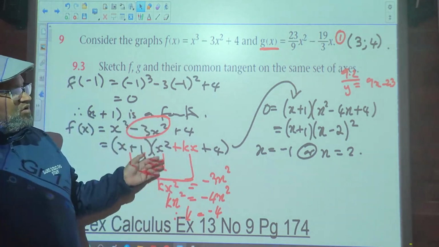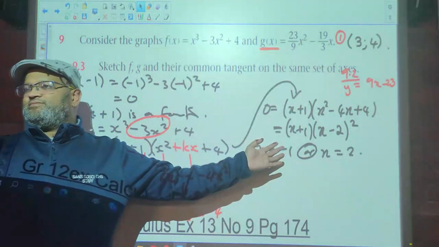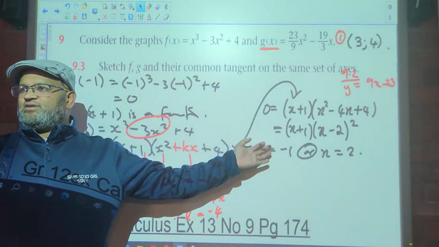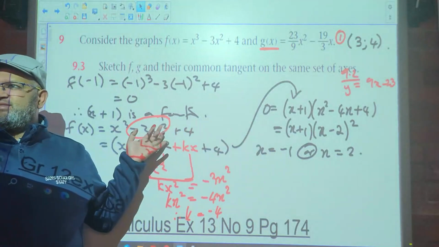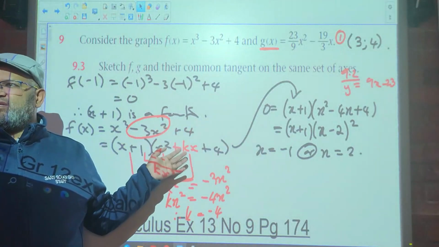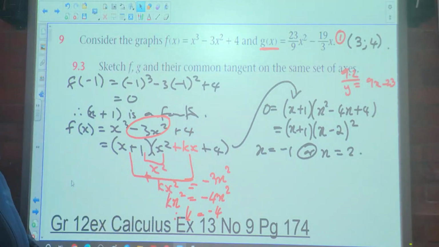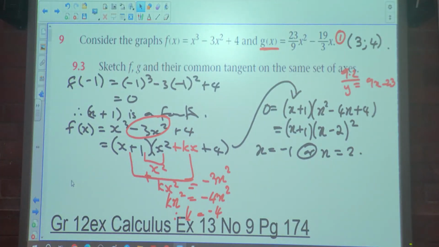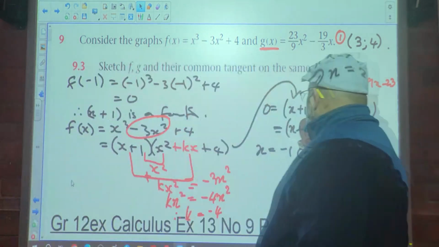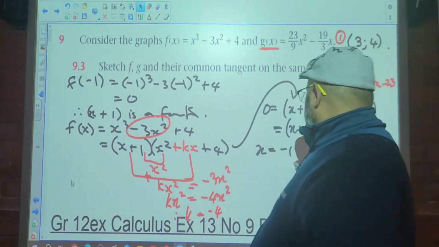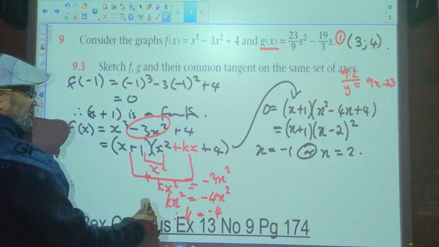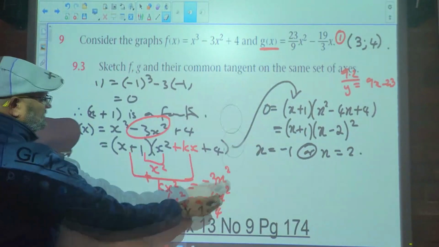People, do we have to show all of this here? No, we don't have to show this, unless it states showing all calculations. But I haven't seen that happening yet. Otherwise, in my test I put there yesterday, you have to show all calculations, so I expected you to have done this. So these are the two solutions. So these are my x values.